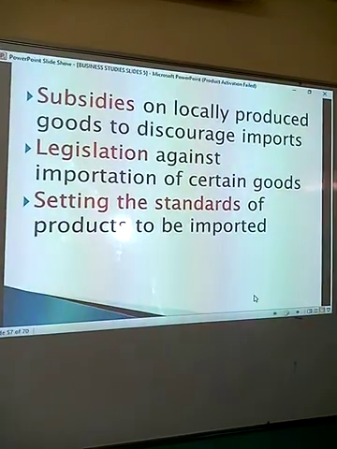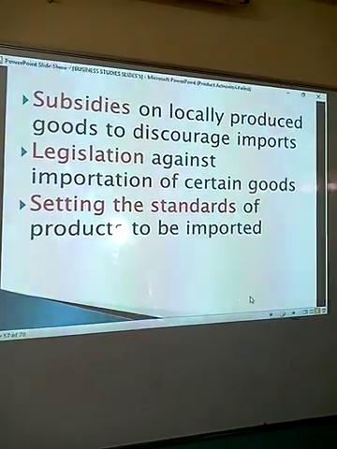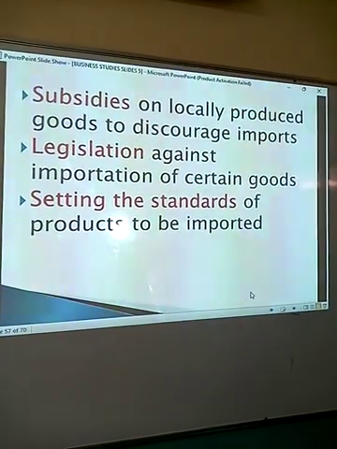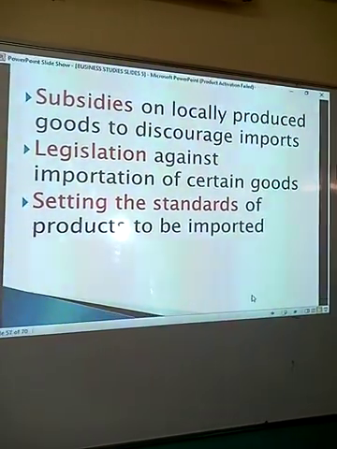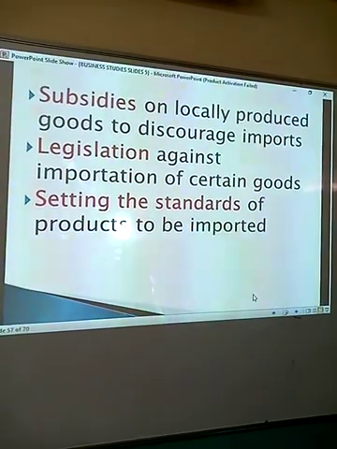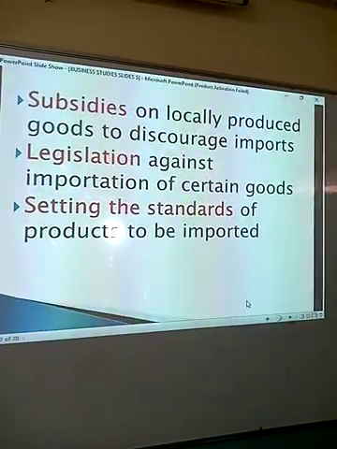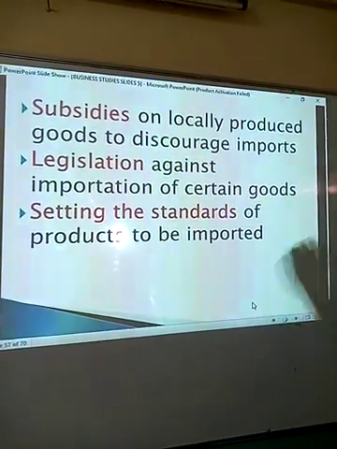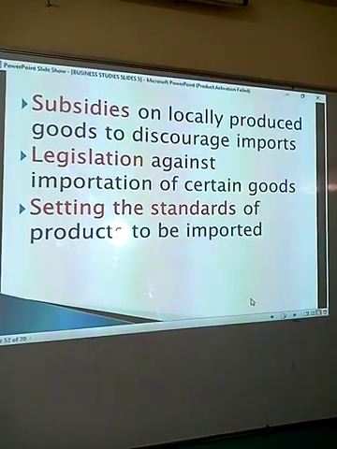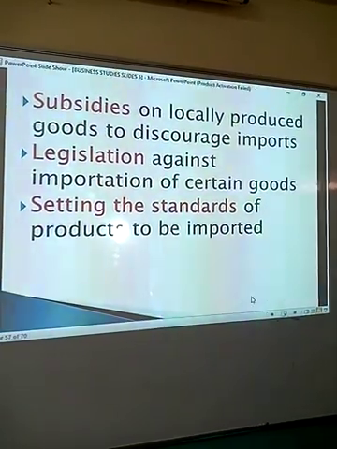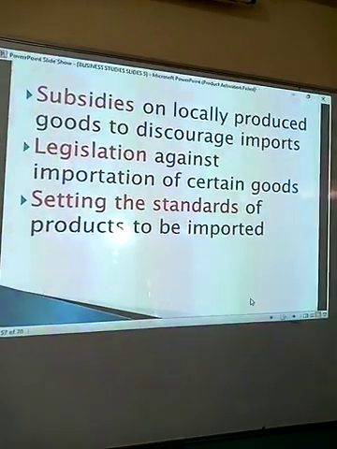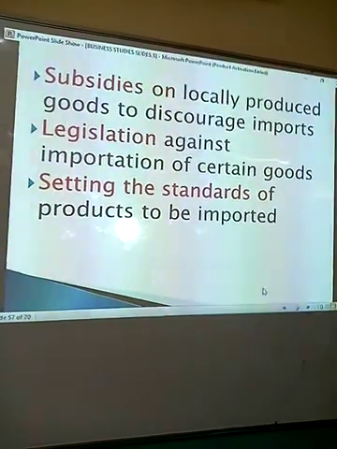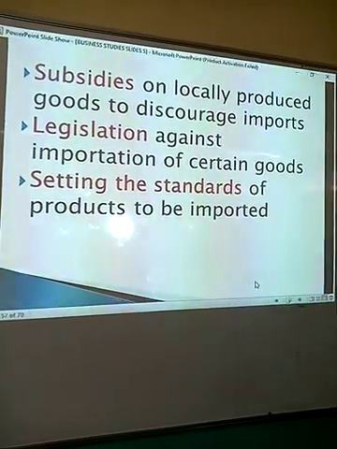Then we have setting the standards of the products to be imported. And maybe these standards can be set so high that other countries may not meet them. It is just like when you want to join certain schools and maybe the administration of that school does not want you to join, then they set for you very high standards such that you don't meet them. They even tell you that for you to be admitted in a certain class or a certain form, you have to score maybe 85% in mathematics, yet the best that you can get is maybe 54.